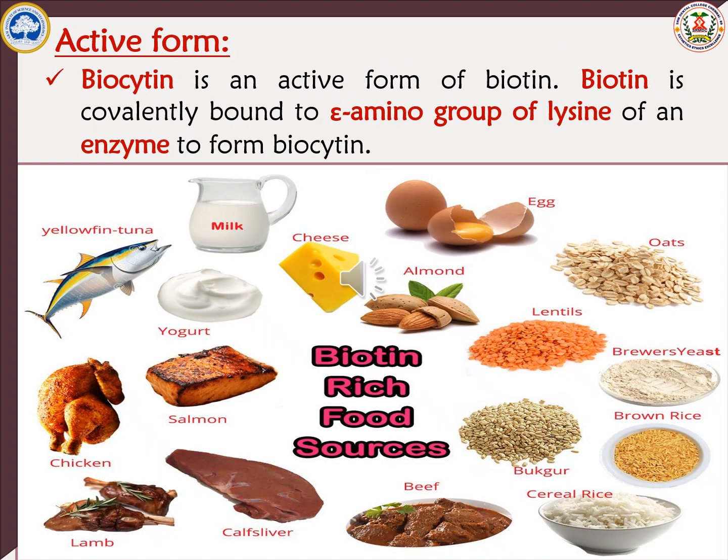When you come to the active form of biotin, biocytin is the active form of biotin. Biocytin is produced by the covalent linkage of biotin to the epsilon amino group of the lysine residue of the enzyme carboxylase, resulting in the production of biocytin. It is the active form of biotin.